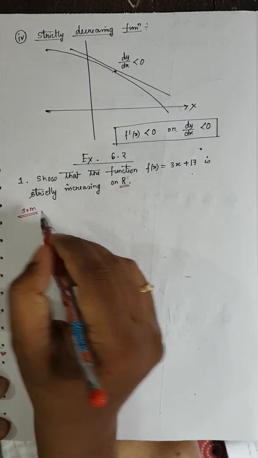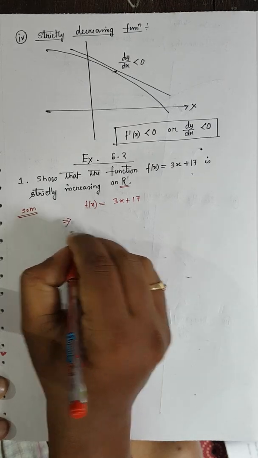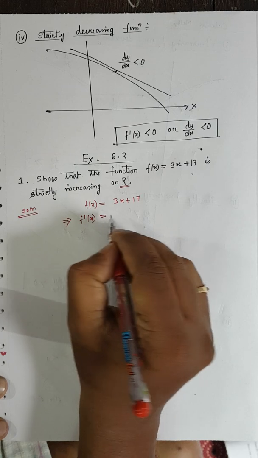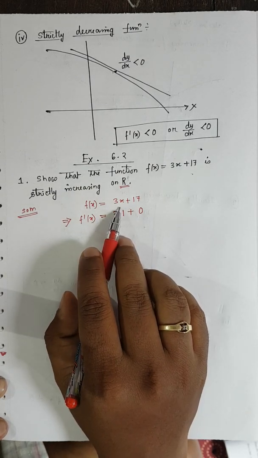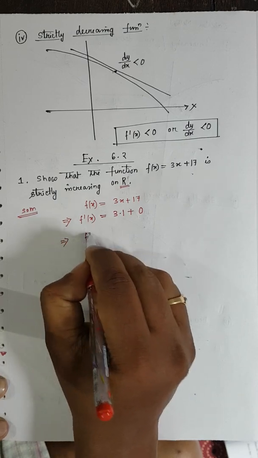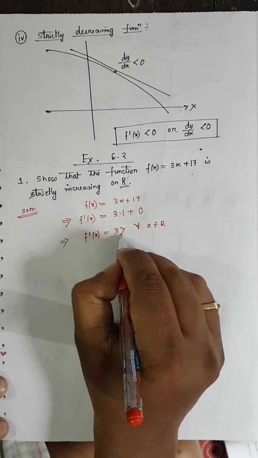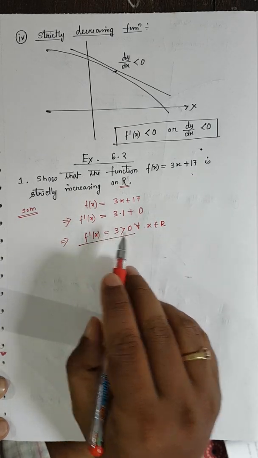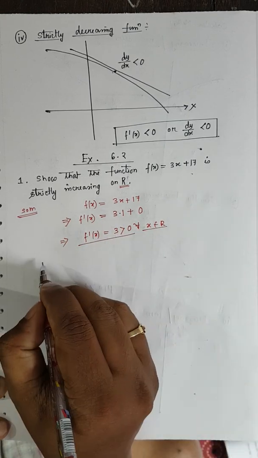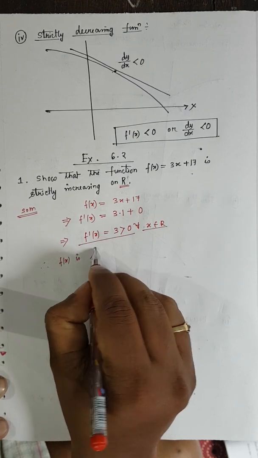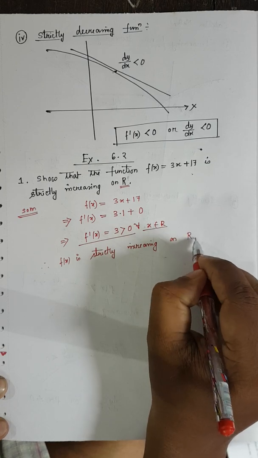Solution: it is given f of x is equal to 3x plus 17. Now if I find the value of f dash x, that is, if I differentiate with respect to x, I will get 3 into 1 plus 0. For x its derivative is 1, for 17 it is 0, so I am getting f dash x is equal to 3. For all x belonging to R, this value will always be greater than 0. See, 3 is always positive. So for any value of x belonging to real numbers, if I put the value in f dash x, I will have 3. 3 is positive. Therefore your f of x is strictly increasing on R.